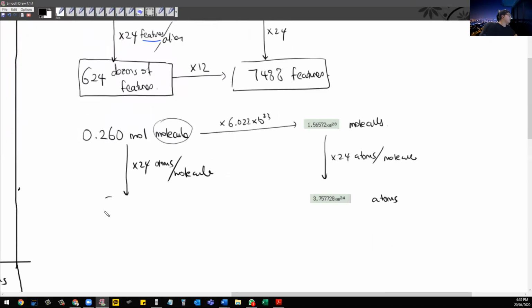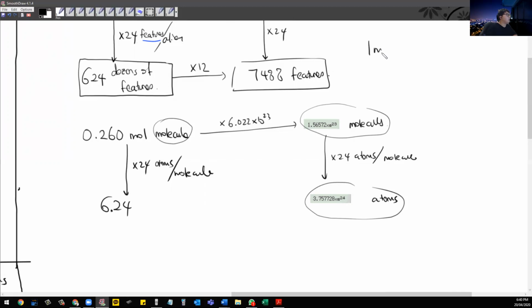6.24. Well, what's the unit for that? 6.24 represents what? Can you guys figure it out? This is the number of molecules, and this is the number of atoms. That's not such a big number because the mole is still alive.